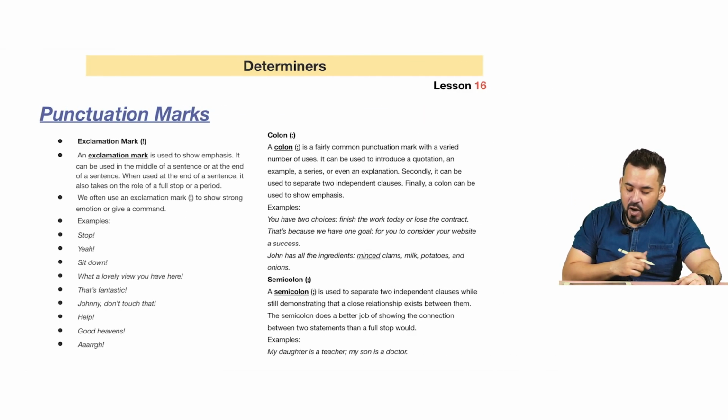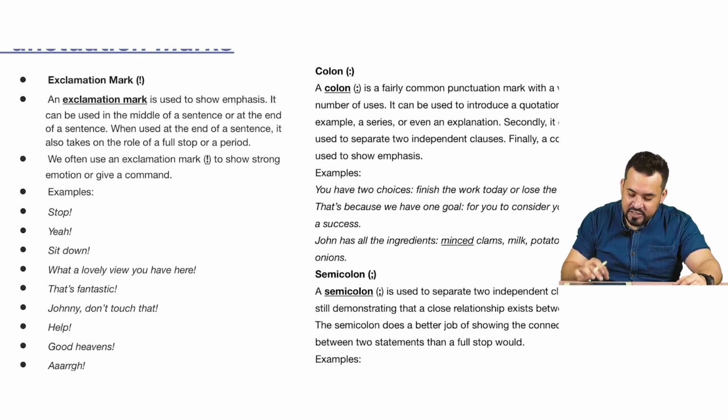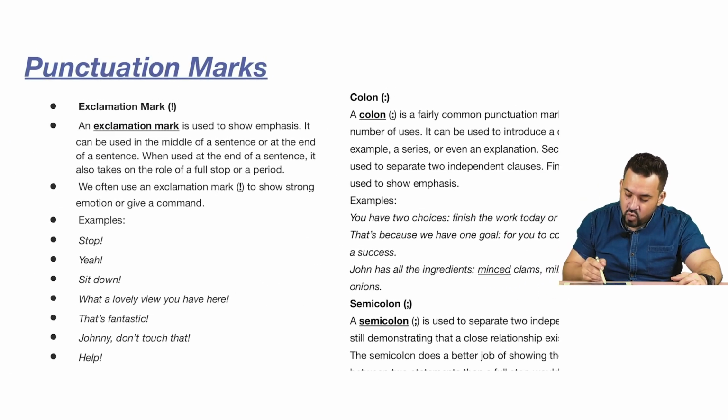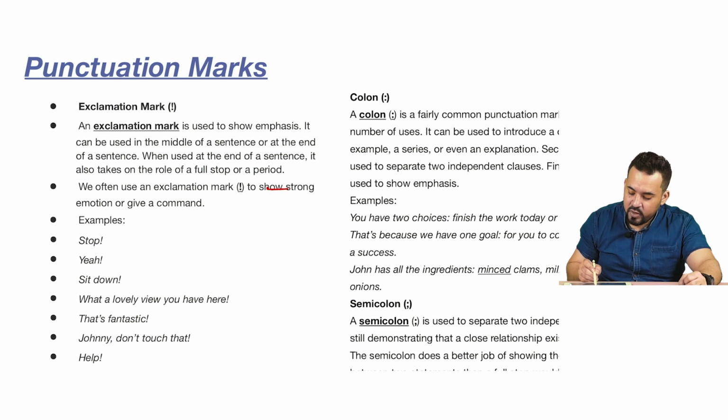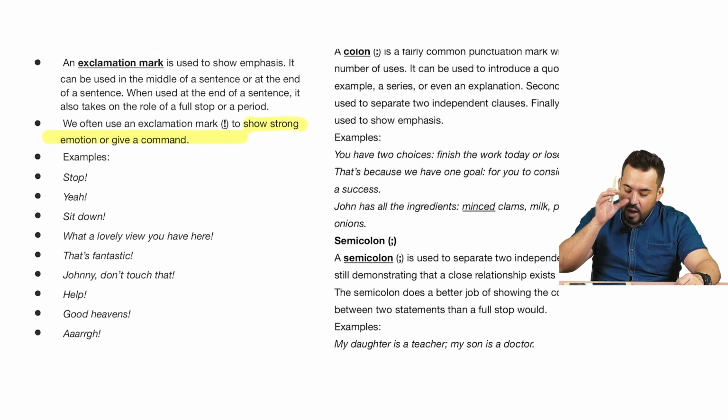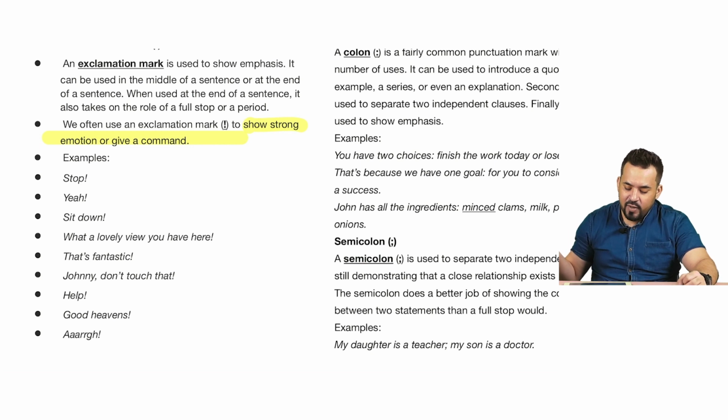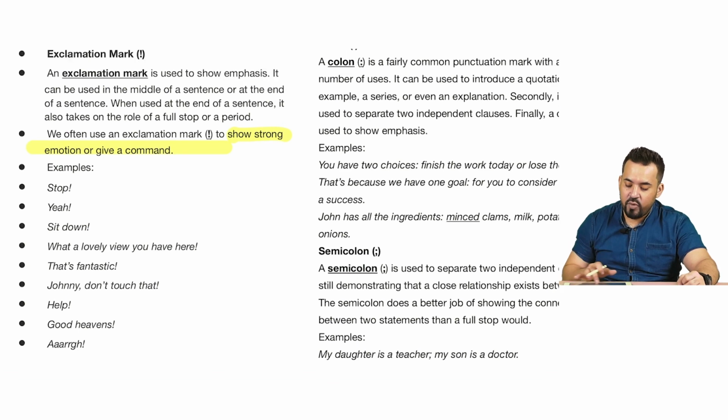Okay, so, all right, let's talk about exclamation mark. So exclamation mark is to show emphasis. You can use it in the middle of a sentence or at the end of a sentence. When used at the end of a sentence, it also plays the role of a full stop or a period. So when do we use it? It's to show emotion, strong emotion, or give a command. Stop! Sit down! What a lovely day! What a lovely view you have there! Okay, so to show emotion.